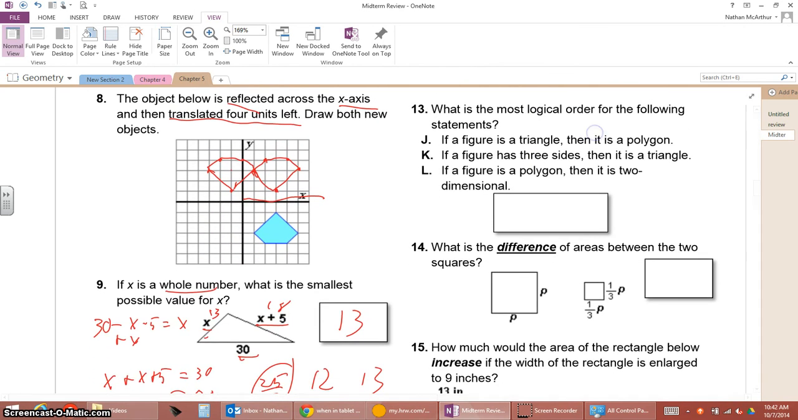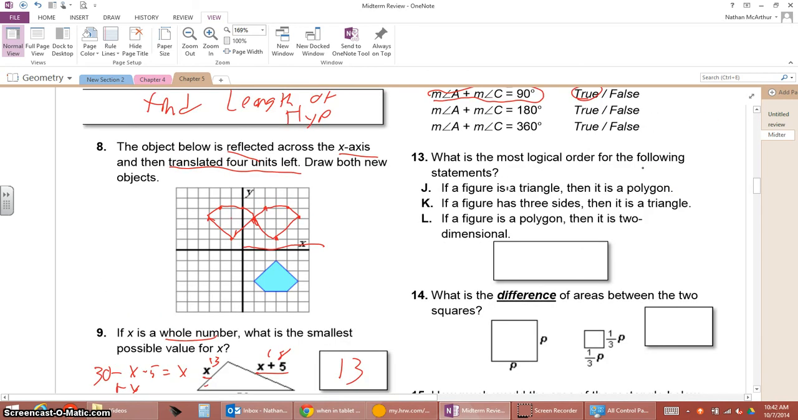Number 13. Choose the most logical order for the following statements. If a figure is a triangle, then it's a polygon. If a figure has three sides, then it's a triangle. Oh, this is syllogism. I can recognize this from a mile away. So notice how triangle matches with triangle. That means that this one has to go before. So this has got to start us off. And then this one has polygon, and this one has polygon. So it's got to go K ends in triangle, and J starts with triangle. So KJ, and then J ends with polygon, and L starts with polygon. So it's going to be JKL.